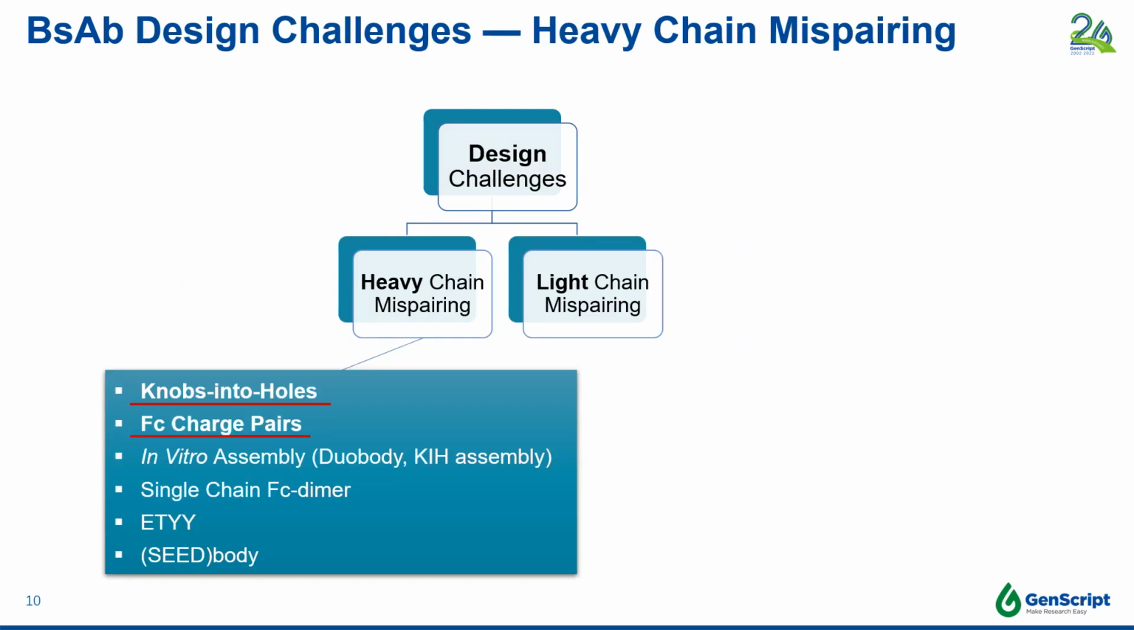First, let's look at heavy chain mispairing issues. Knob-in-hole and Fc charge pairs are the well-known strategies to avoid heavy chain mispairing. We'll talk more about this.